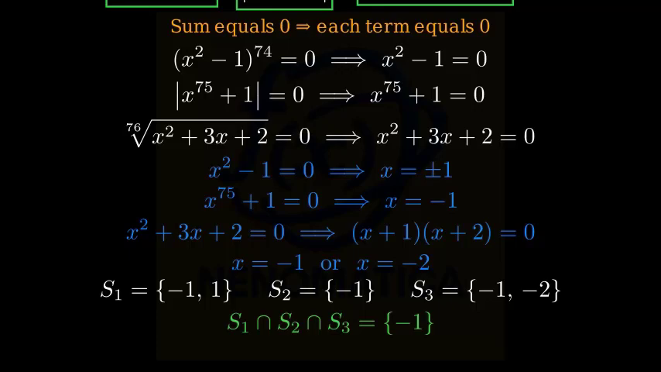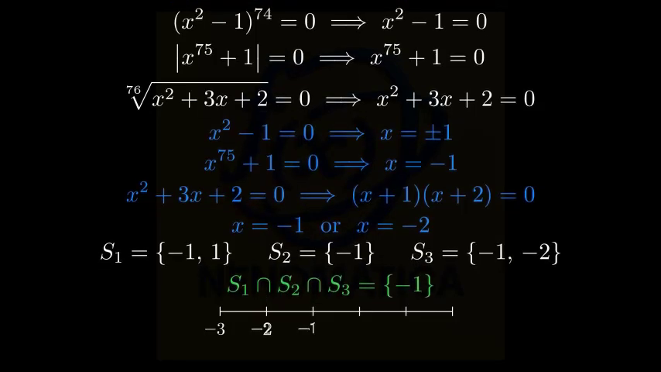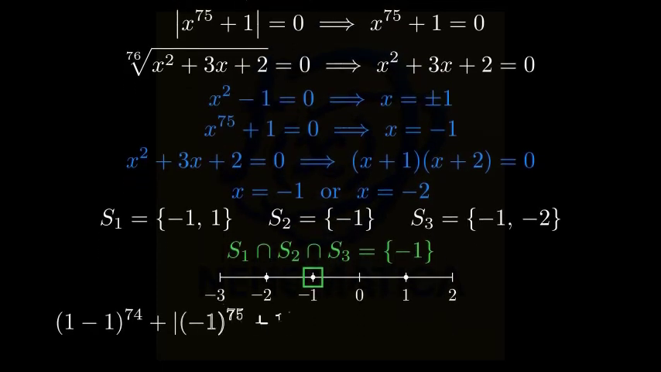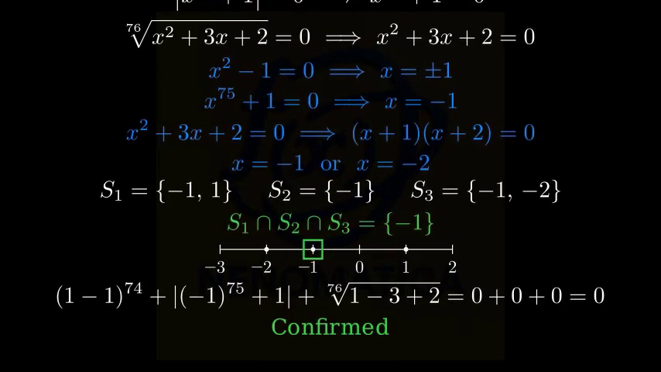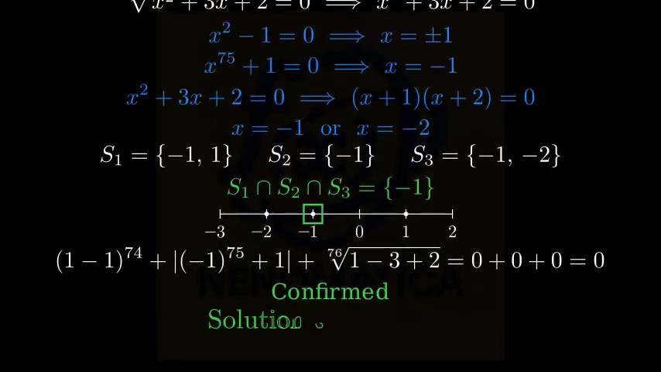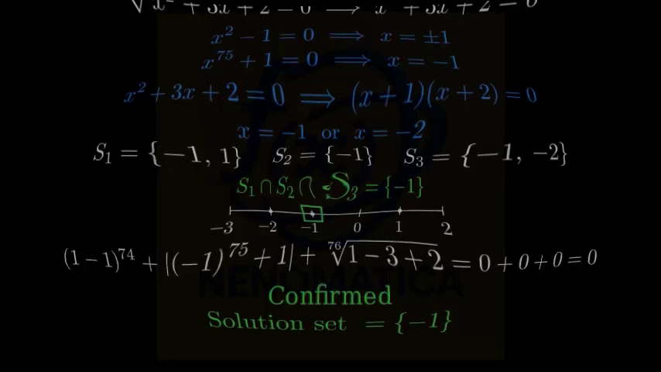Here is a quick number line view. We mark -2, -1, and 1, and highlight the shared solution -1. Verify by substitution at x equals -1. The first term becomes 0, the absolute value becomes 0, and the 76th root of 0 is 0. So the entire left side equals 0, confirming our answer. Final answer. The solution set is the single value -1.